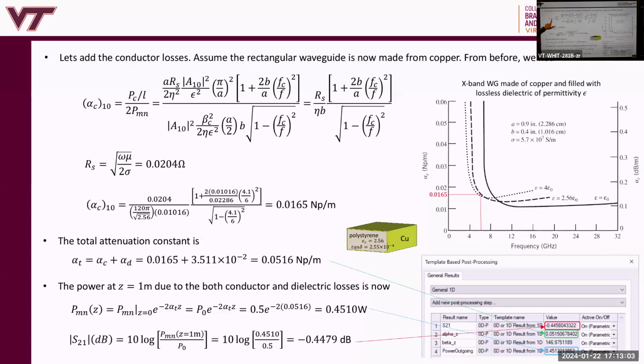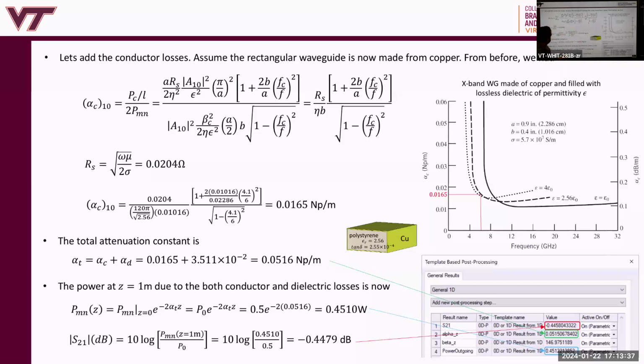Alpha C, the formula we derived, right? We got to the end and we're like, oh my gosh. Let's see. We have this formula. We know what RS is. RS is the square root of omega mu over 2 sigma, the real part of Z, right? They were both the same. They were out of phase by 90 degrees. Square root of omega mu over 2 sigma into 1 plus j. So the real part is RS, 0.0204 ohms. So we can model the copper waveguide walls as sheets that are impenetrable, that support surface currents, that have a resistance of 0.0204 ohms. Pretty good, right?